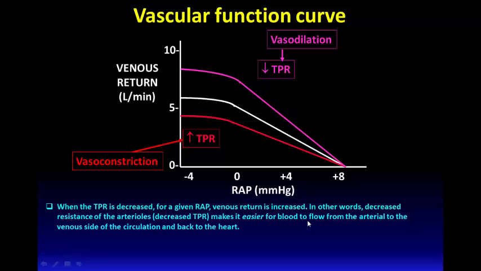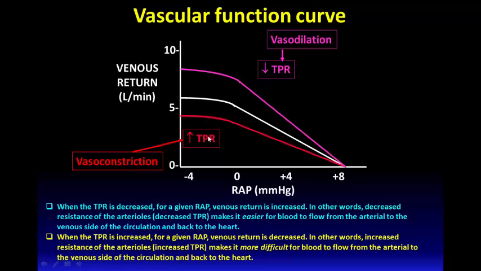On the other hand, vasoconstriction elevates the total peripheral resistance, and when the total peripheral resistance is elevated, for any given right atrial pressure, venous return is decreased. In other words, increased resistance of the arterioles increases the total peripheral resistance, and it makes it more difficult for the blood to flow from the arterial to the venous side of the circulation and back to the heart.